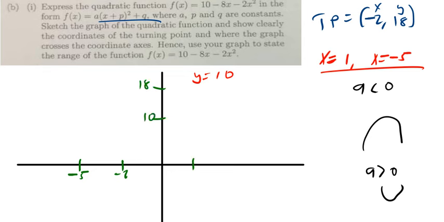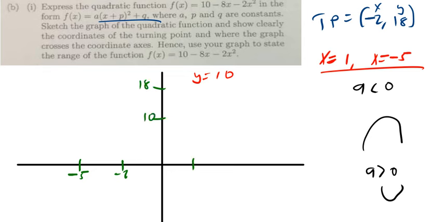So what does it mean? The graph will pass through my x-intercept, then it will reach the turning point, where the graph has to turn. So it starts from there, goes up, reaching that point it curves, and goes down. That's the graph of f of x equals 10 minus 8x minus 2x squared.